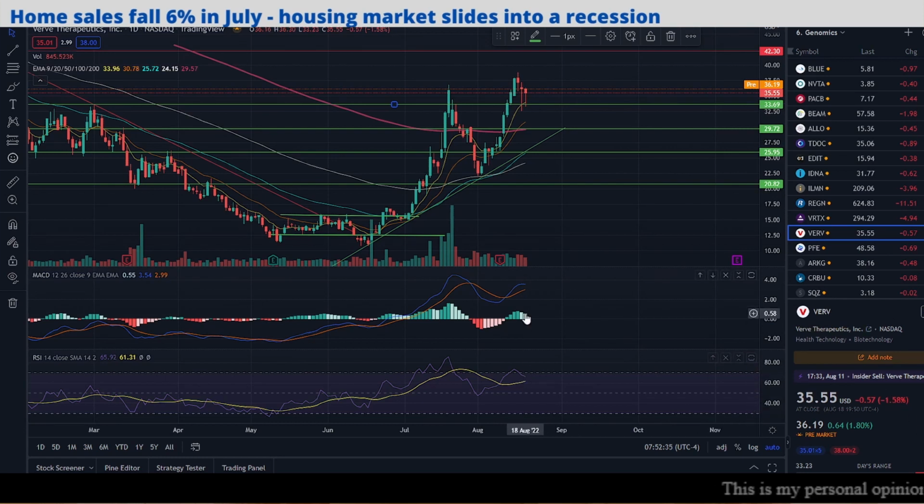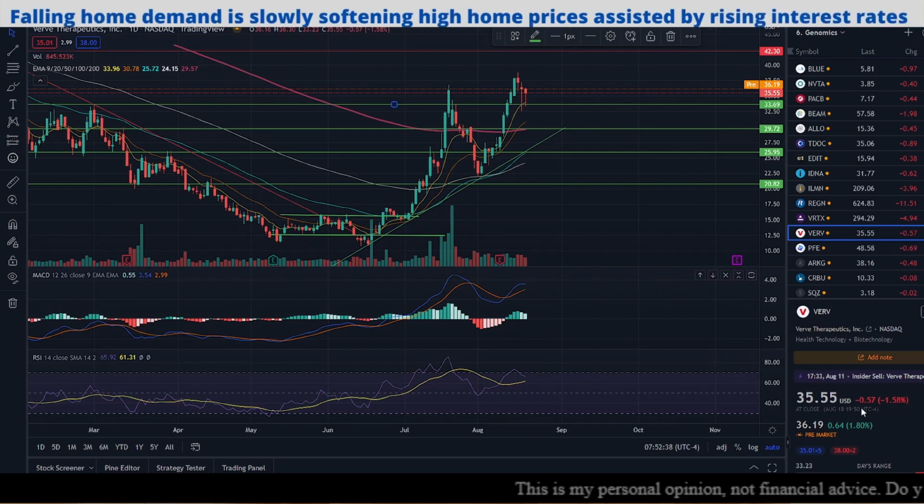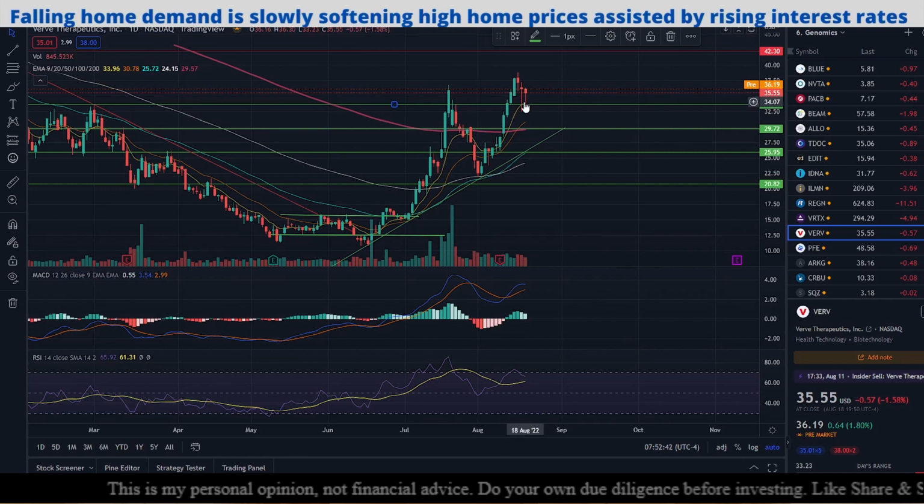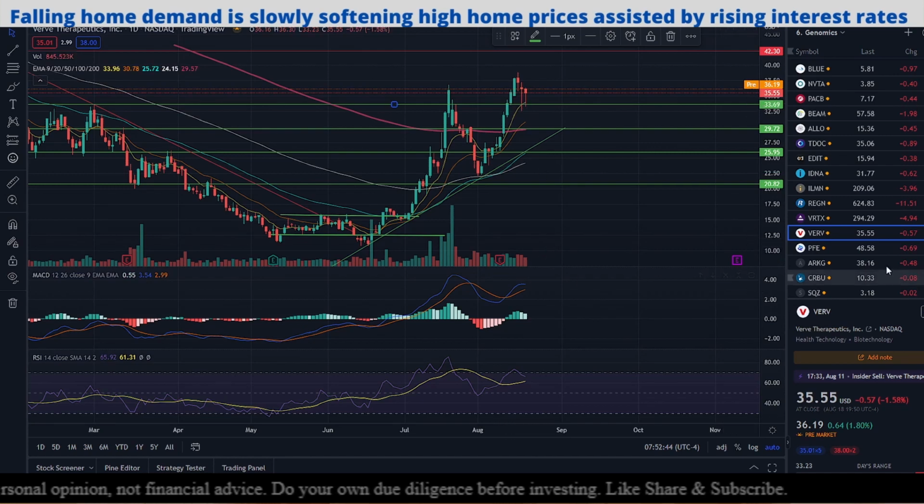But having seen the RSI cool down and the MACD being bullish, I think that there is a little positive in store for Verve today after having dropped for a few days in succession.